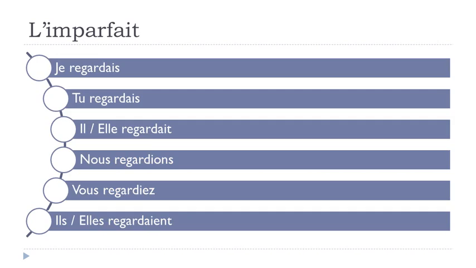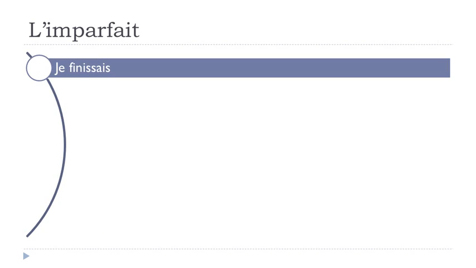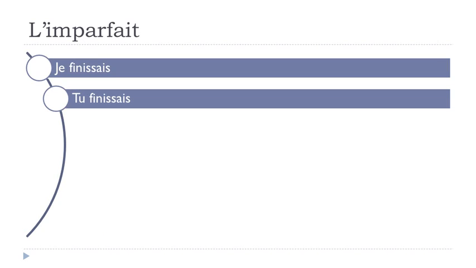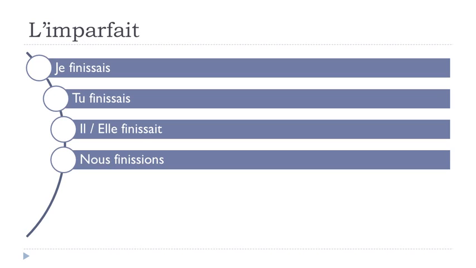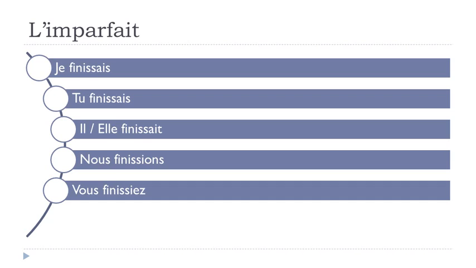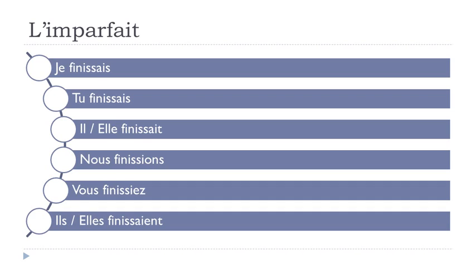All right, let's see finir now. Je finissais, tu finissais, il finissait, elle finissait, nous finissions, vous finissiez, il finissait, elle finissait. Okay, so same thing here. Have a look. Finissait, finissait, finissait, same form. And then finissait here, same form. I mean phonetically. And then ion, finissions, and then finissiez.